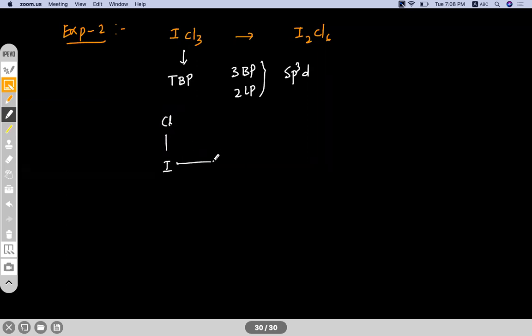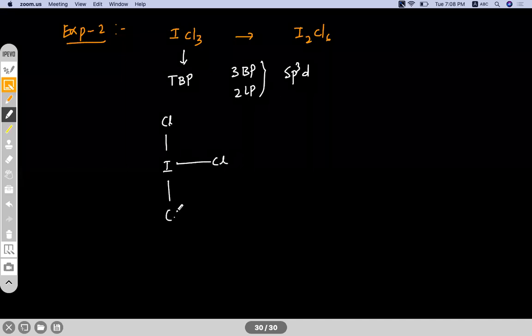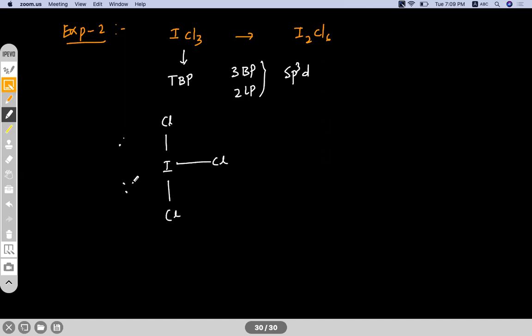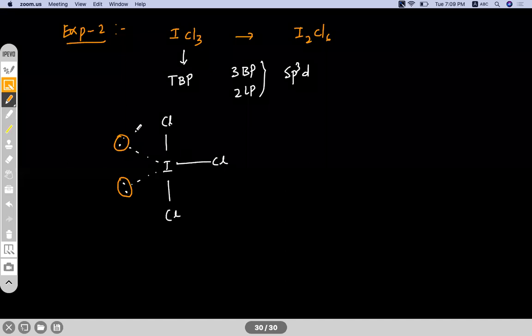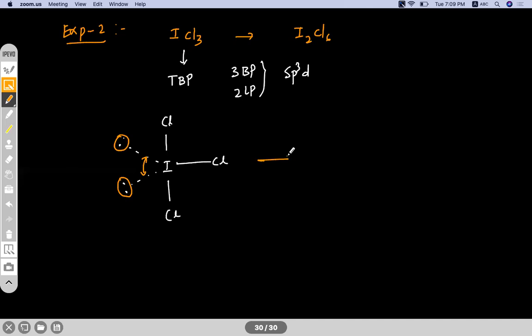Chlorine here, chlorine here, chlorine here. At this corner, we have one lone pair, and at this corner, we have another lone pair. So this is the bonding we have. Trigonal bipyramidal. This is the lone pair of electrons, lone pair and lone pair. So here we have lone pair repulsion at this equatorial position. Now, when it dimerizes, it shows a three-centered, four-electron bond. It dimerizes, and the structure will go like this.